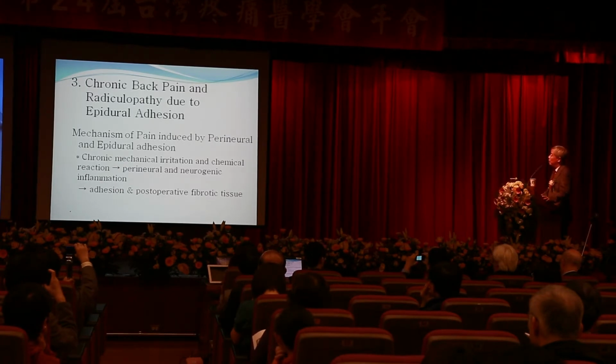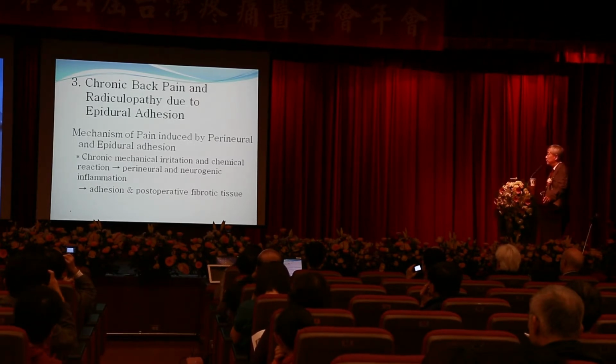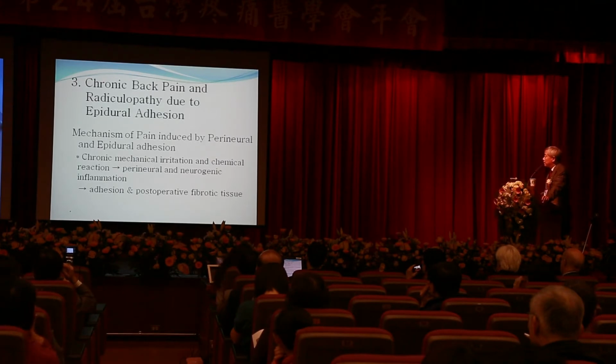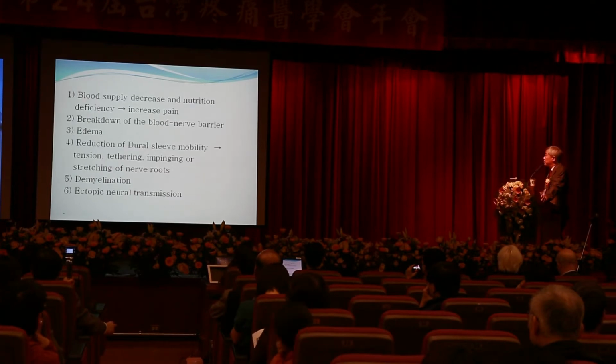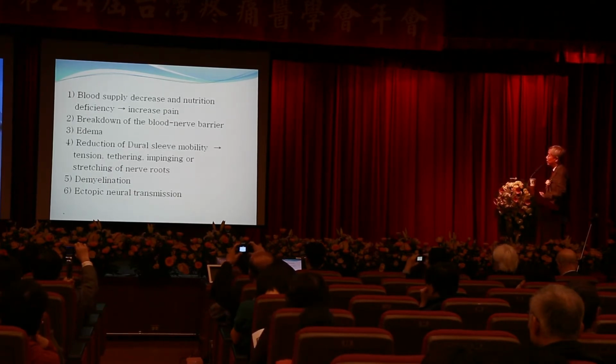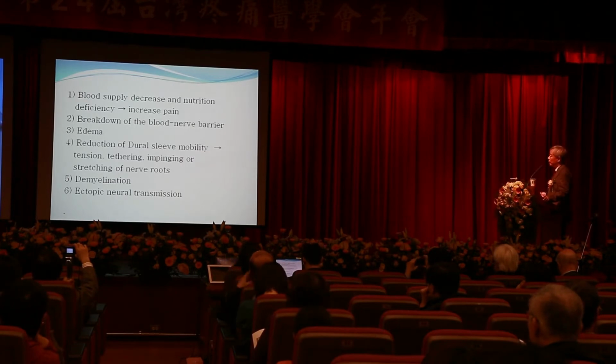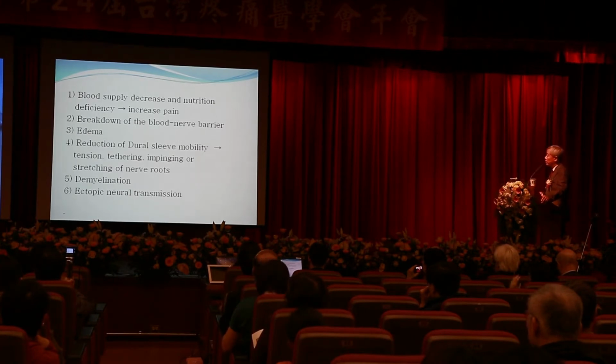Some indications are back pain and radiculopathy due to epidural adhesions. So mechanical pain induced by perineural and epidural adhesion is as follows: chronic mechanical irritation and traction, post-perineural and neurogenic inflammation, which results in adhesion and postoperative fibrous tissue. As a result, blood supply decreases and nutritional deficit occurs, increasing pain, and breakdown of the blood-nerve barrier occurs, edema, reduction of neural mobility, demyelination, and ectopic neurotransmission occurs.